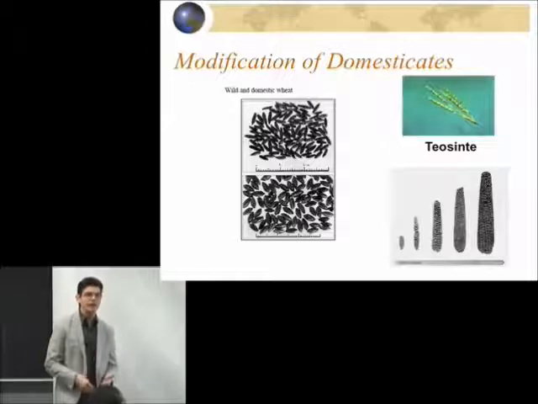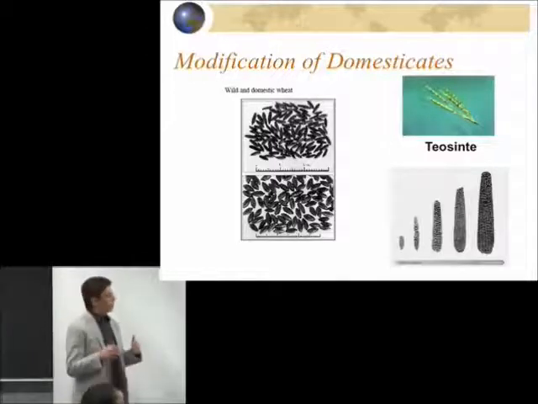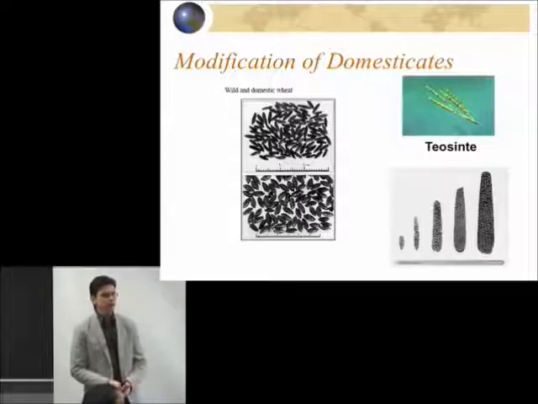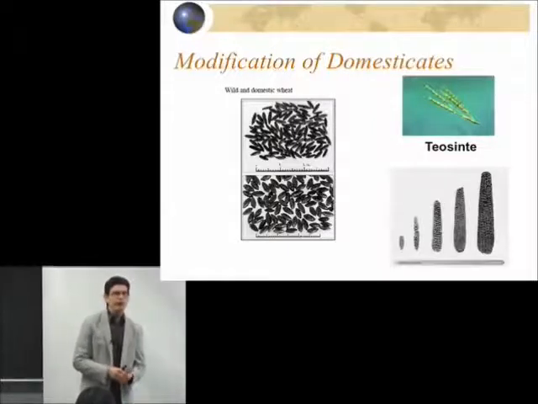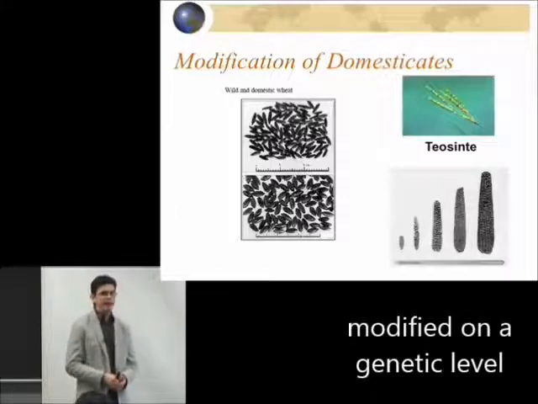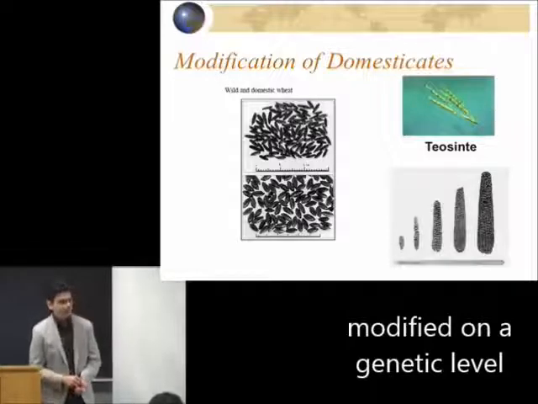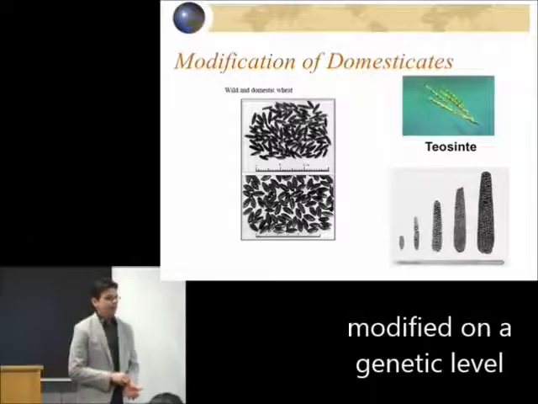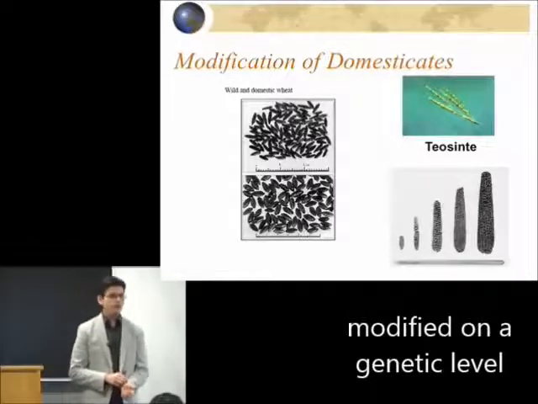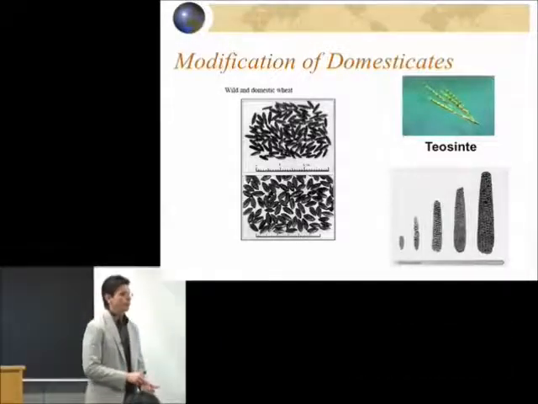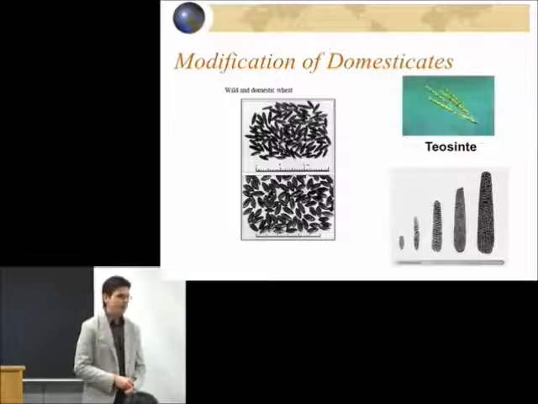They have domesticated them. The actual definition of the term domestication, as we're going to use it here, is when plants or animals have been modified on a genetic level through their interactions with human beings. So I'll say that again. Domestication is when human intervention modifies plants or animals on a genetic level.